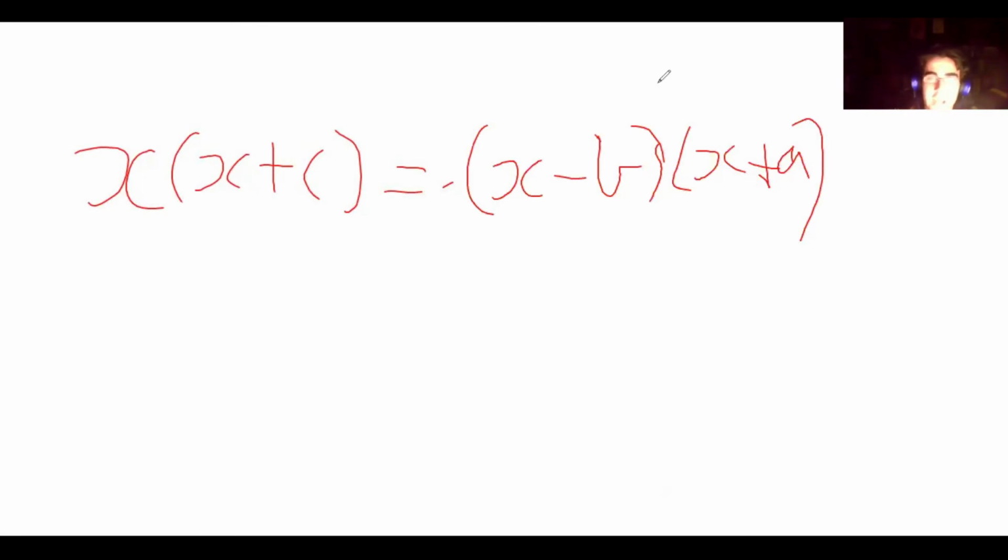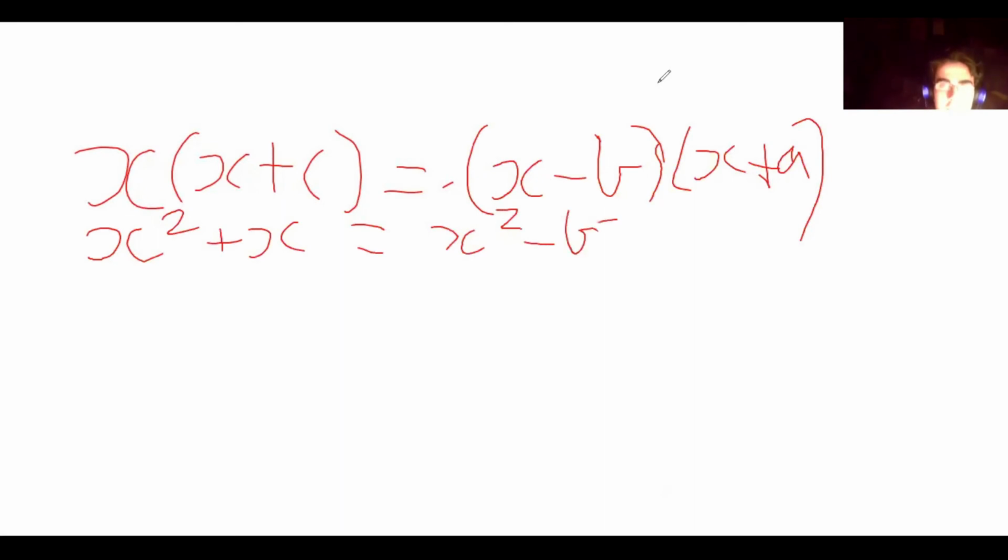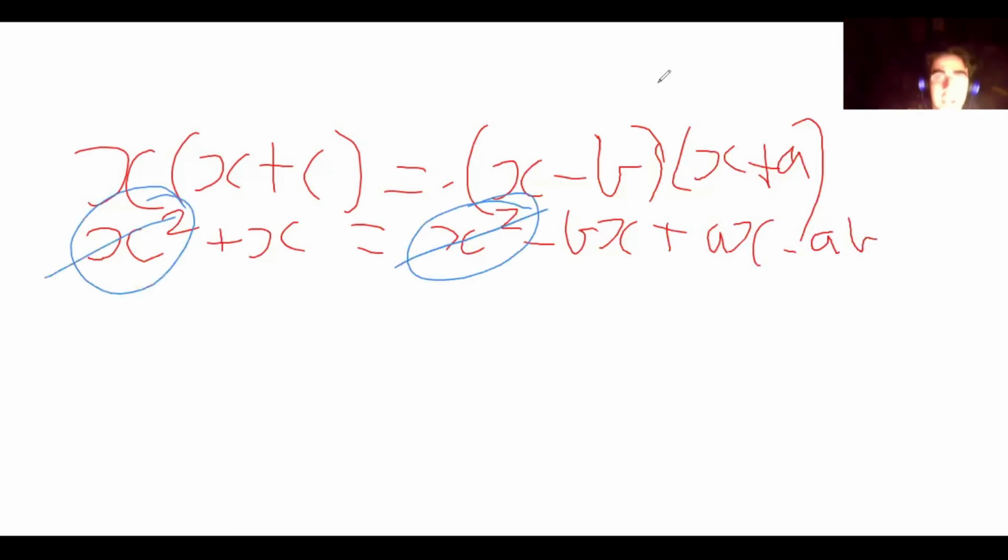Now, we can't simplify either side any further. We can't simplify it, we can't factorize it, so now it's time to expand. We have x squared plus xc equals x squared minus bx plus ax minus ab. Can we simplify again? Yes. x squared on both sides cancels out. That leaves xc equals minus bx plus ax minus ab.